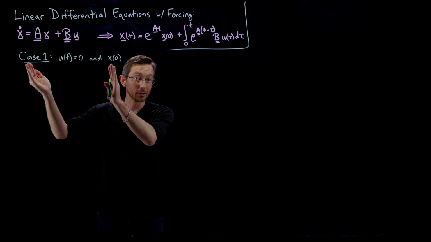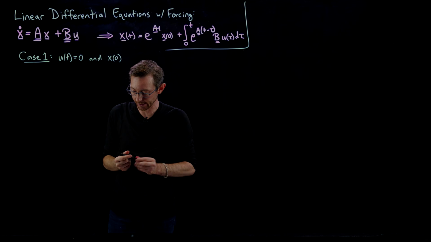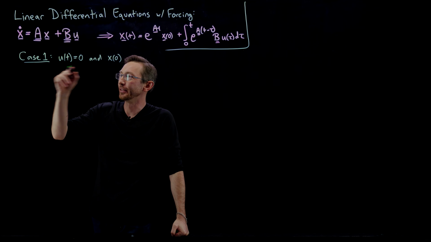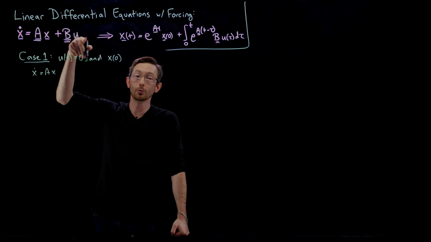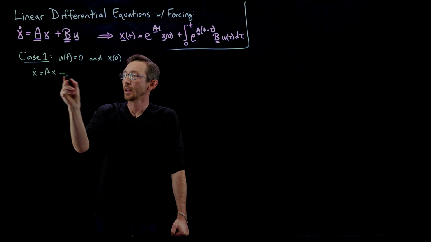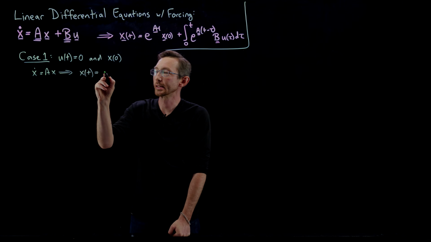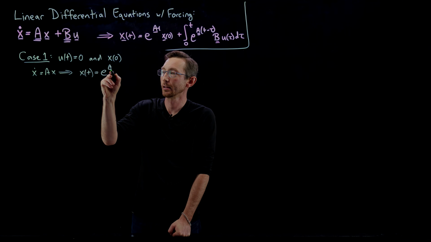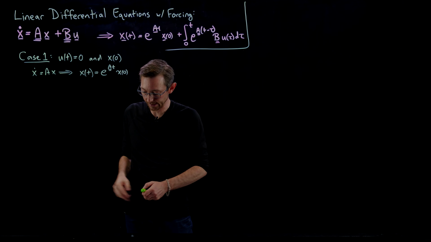I'm going to start really, really simple. What is the solution in this case where there is no control? Obviously, we know the answer to that. We know that this is the same as x dot equals Ax with no Bu, because u is 0. And so the solution is x of t equals e to the A t, the matrix exponential, times my initial condition x naught. Okay, this is the solution for the unforced system.